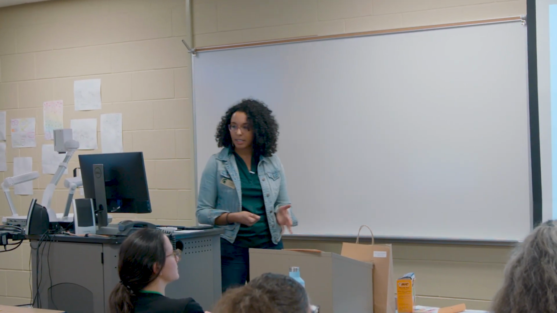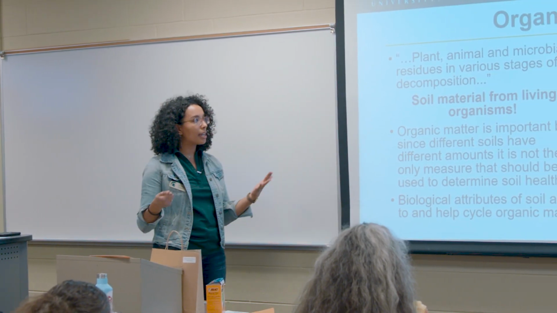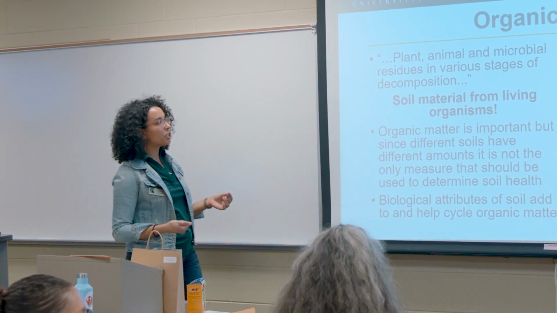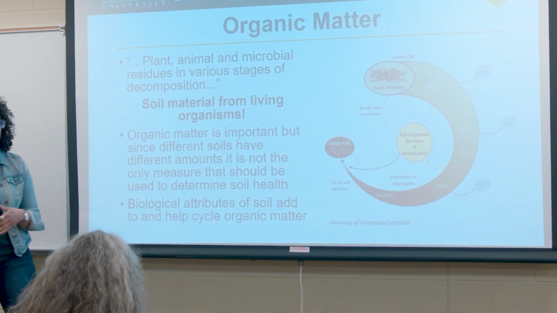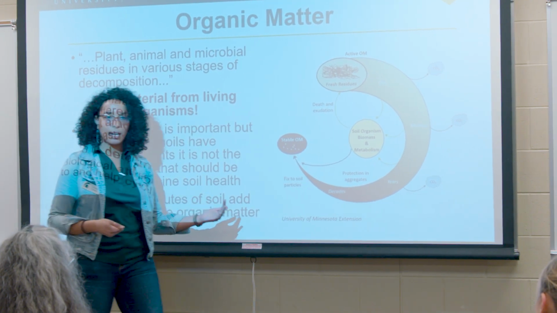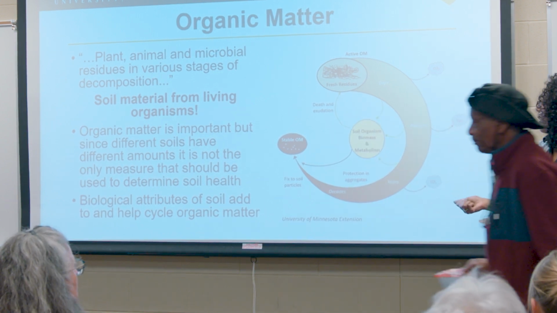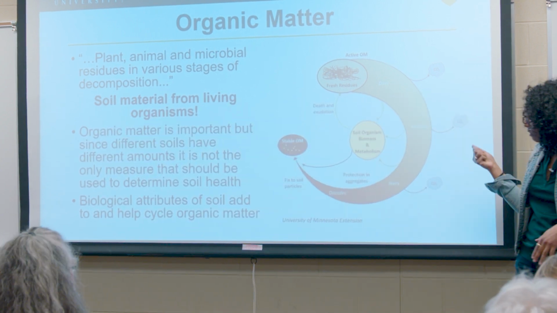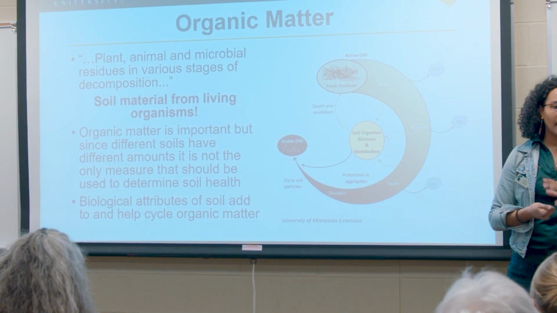So organic matter, like we said earlier, organic matter is a part of soil. And what we consider, so what is organic matter? Organic matter is the plant, animal, and microbial residues in various stages of decomposition. So soil material that is from living organisms. So when we think about organic matter, there is a cycle to organic matter in our soil systems. So we start off with fresh residue, and over time, fresh residue breaks down. We do release some CO2, and as we continue that process, then we get to stabilized organic matter.